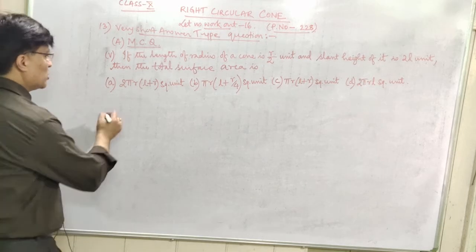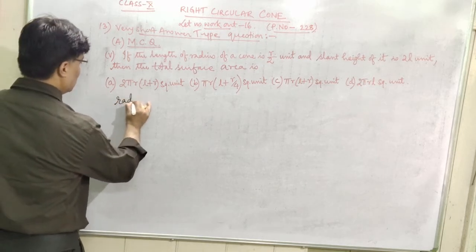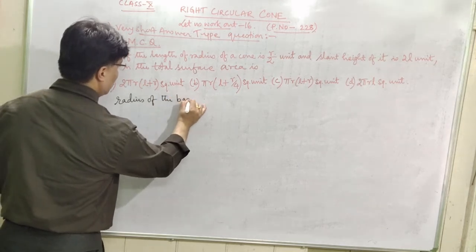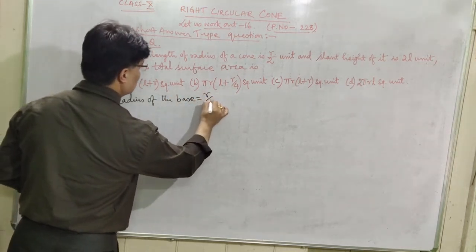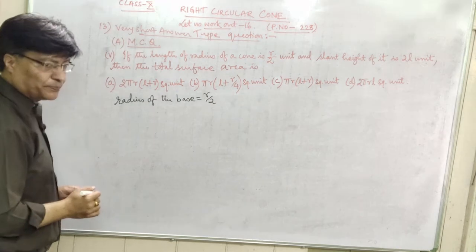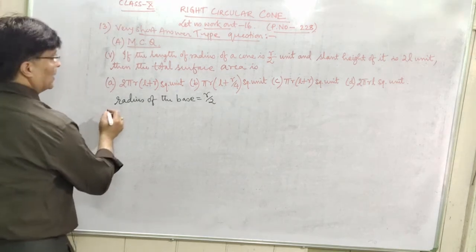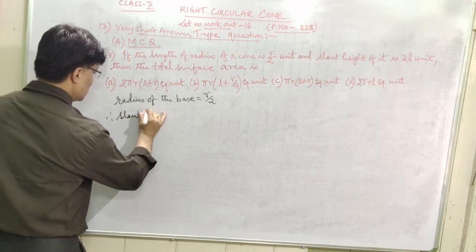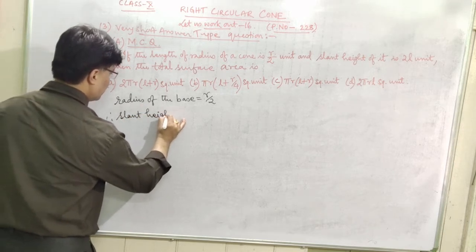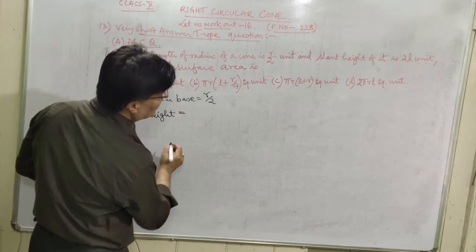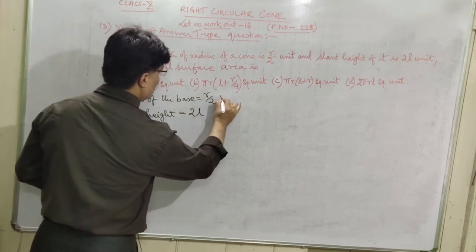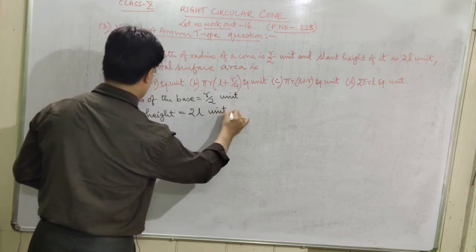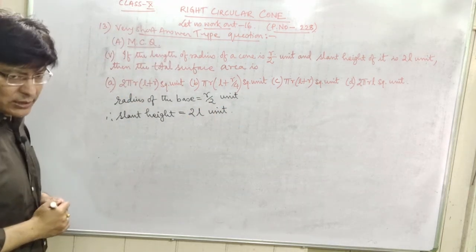So let us do the solution here. So here the radius of the base is equal to r by 2. Okay. And next, what is the slant height of it? Here the slant height is 2L unit. The radius of the base is r by 2 unit, and the slant height is equal to 2L unit.